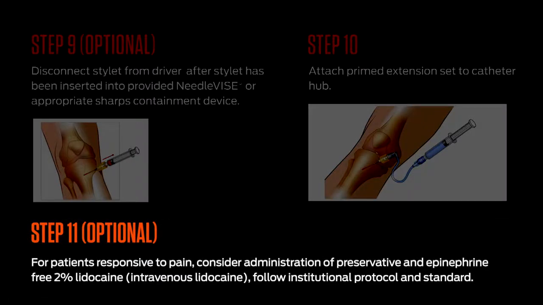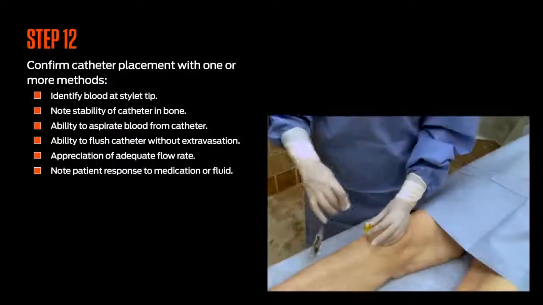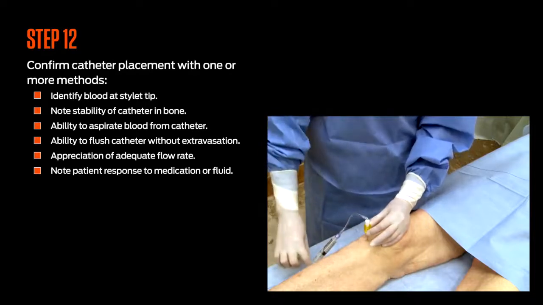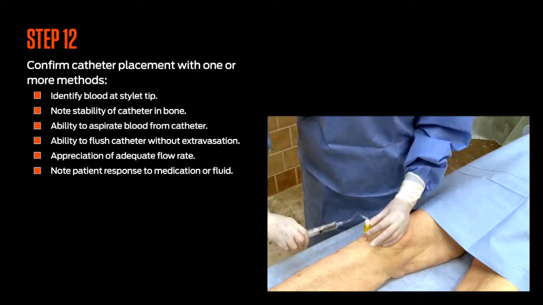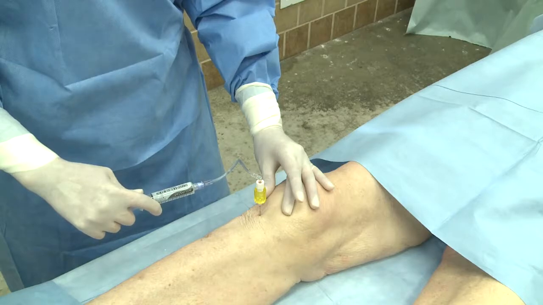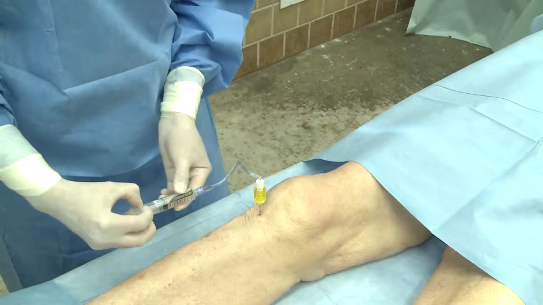Number 11. Optional. For patients responsive to pain, consider the administration of preservative and epinephrine-free 2% lidocaine. Number 12. Confirmation and reconfirmation of catheter placement should include one or more recommended methods. Identify blood at the stylet tip. Note stability of catheter in the bone. Note ability to aspirate blood from the catheter. Note ability to flush catheter without extravasation. Appreciation of adequate flow rate. And noted patient response to medications or fluids.